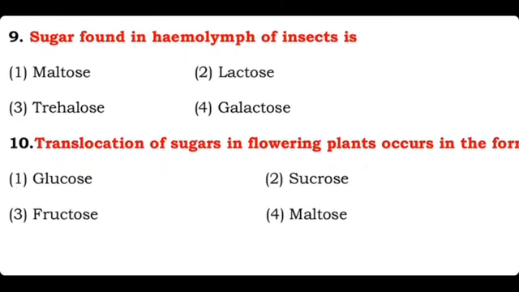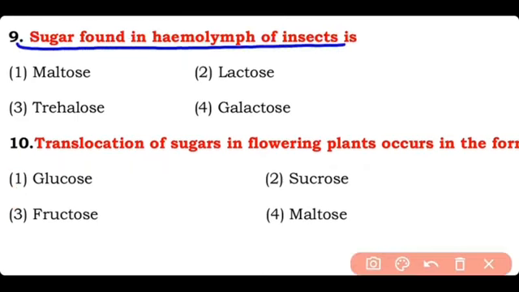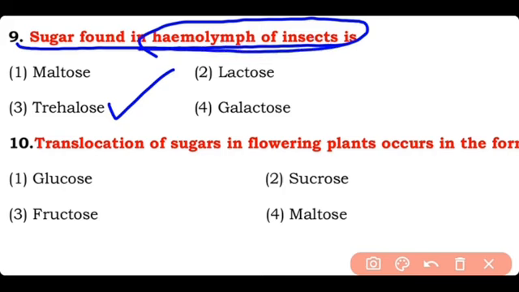Question number 9. Sugar that is found in the hemolymph of insect is maltose, lactose, trehalose, galactose. So correct answer is option 3. Trehalose is the sugar that is found in the hemolymph of insect.